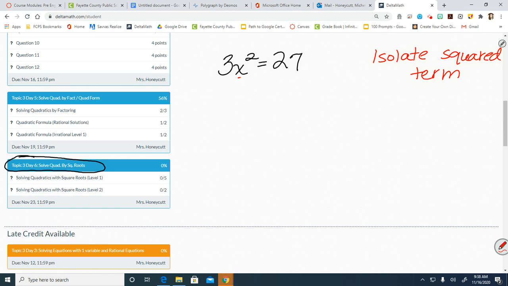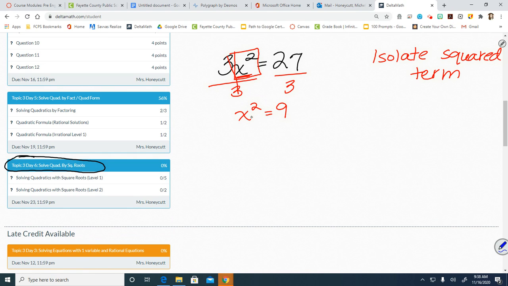So I see that x squared is what the squared term is. So I'm going to divide both sides by 3 because I want to get the x squared isolated. I want to isolate that. And if x squared is being multiplied by 3, then to isolate x squared, I would divide both sides by 3. So 3 divided by 3 is 1. I'm left with x squared equals 9.